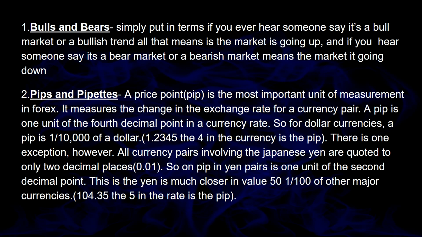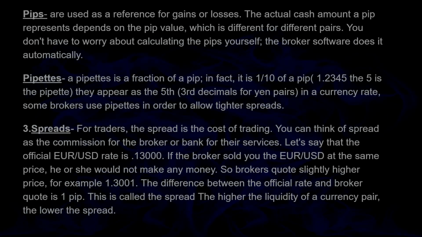There is one exception, however. All currency pairs involving the Japanese yen are quoted only in 2 decimal points, so 0.01. So a pip in the yen pairs is the unit of the 2nd decimal point. This is because the yen is much closer in value to 1 100th of the major currencies. So 104.35, the 5 in the rate is the pip. So let's just say, for example, USD JPY was quoting 104.35 and it went up to 104.36, it went up 1 pip. I hope that was kind of easy to understand.